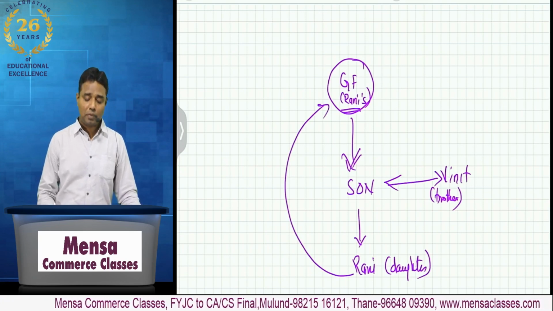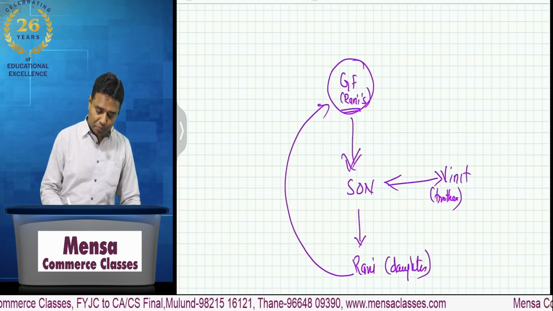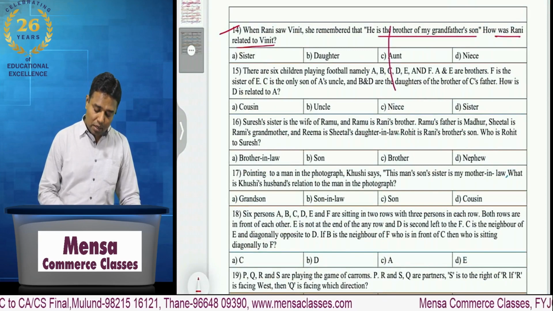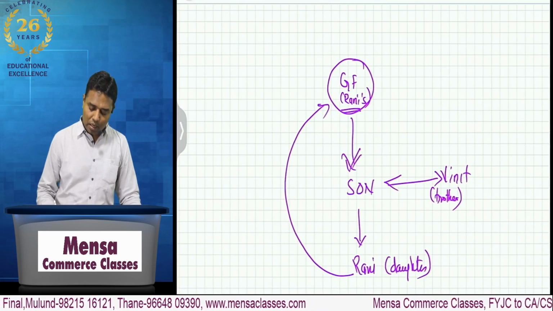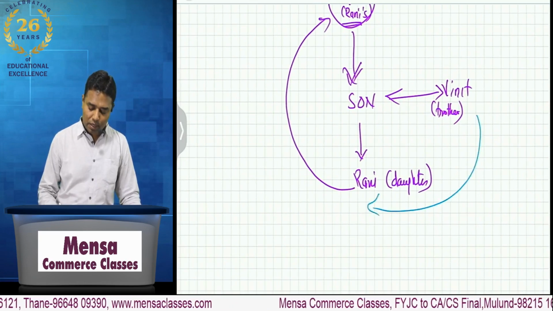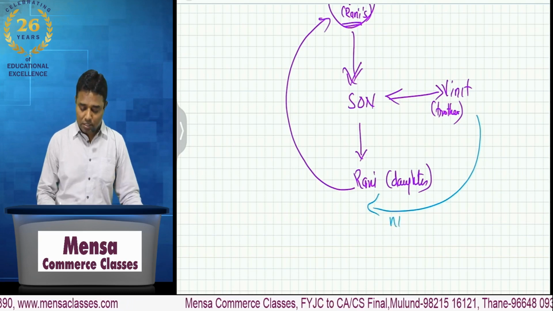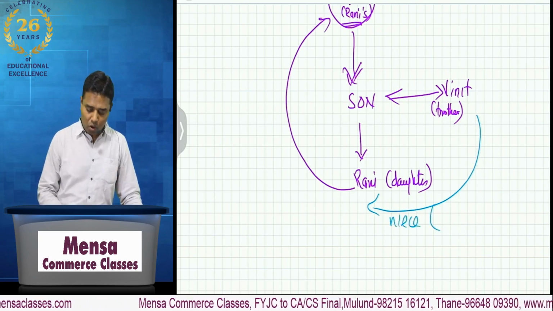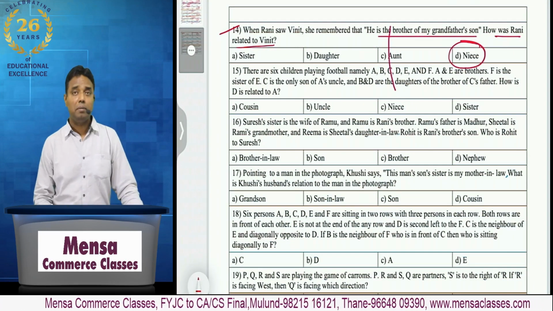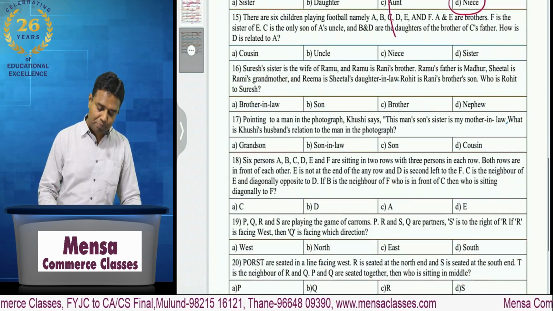Right? So what does the question ask for? How is Rani related to Vinith? What will Vinith call Rani as? He will say, this is my brother's daughter, that is niece. That is our option number D. Got that? The next question number 15.